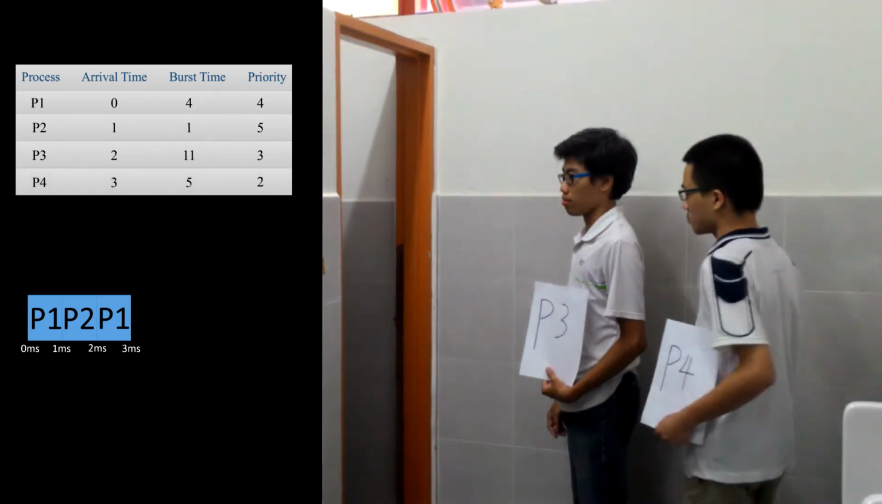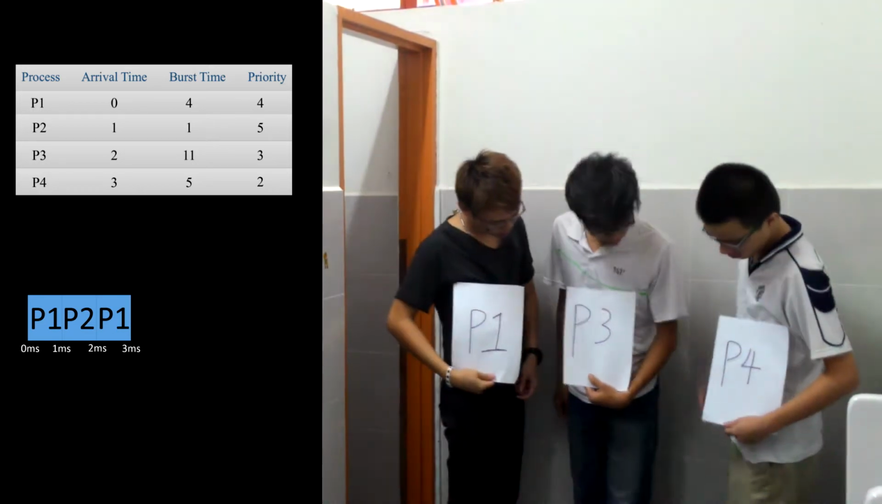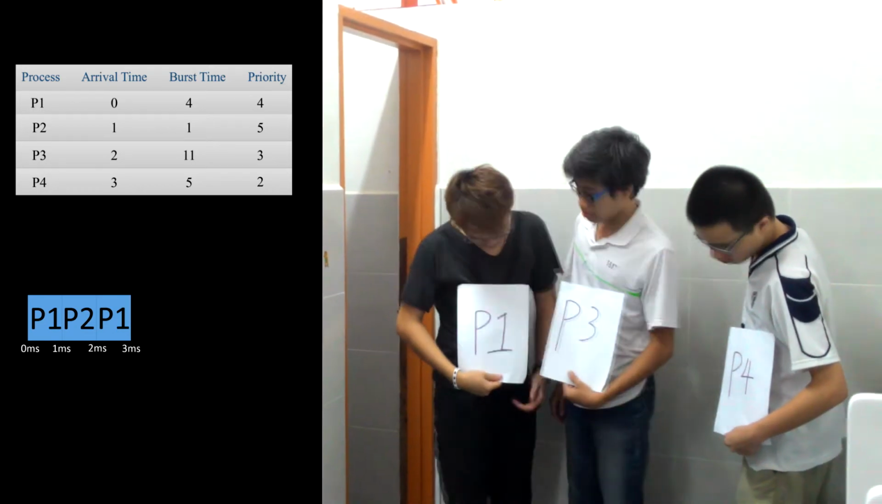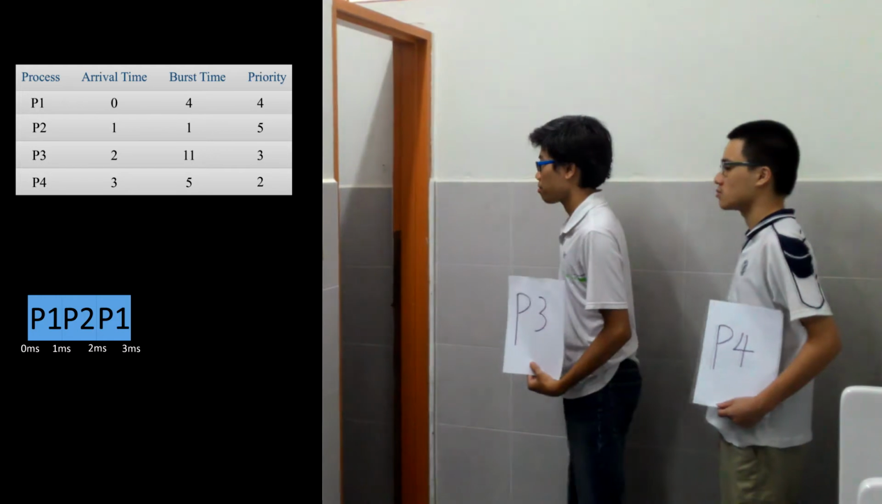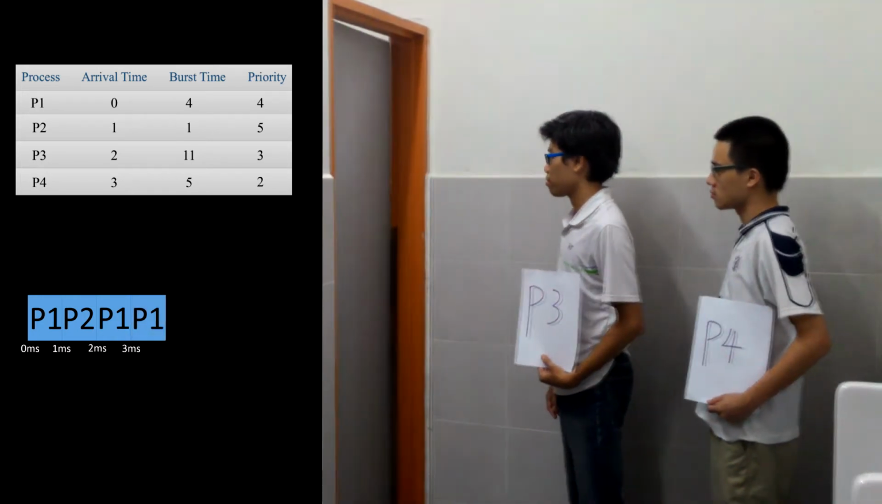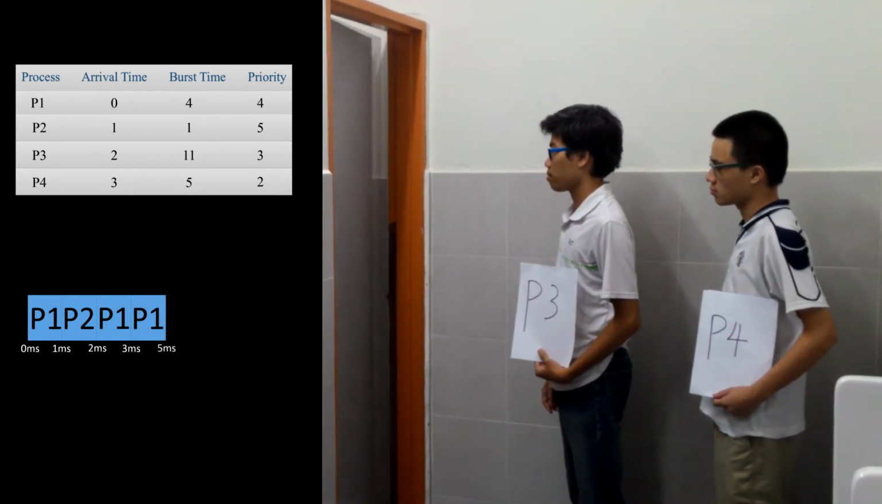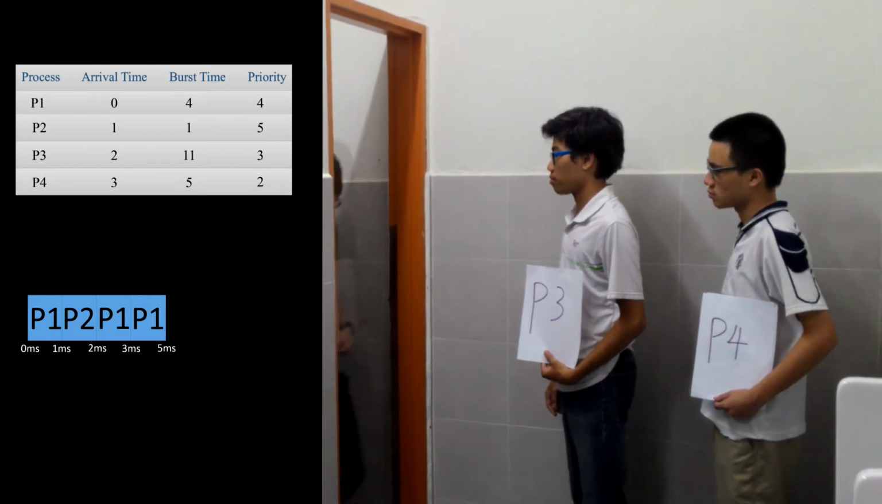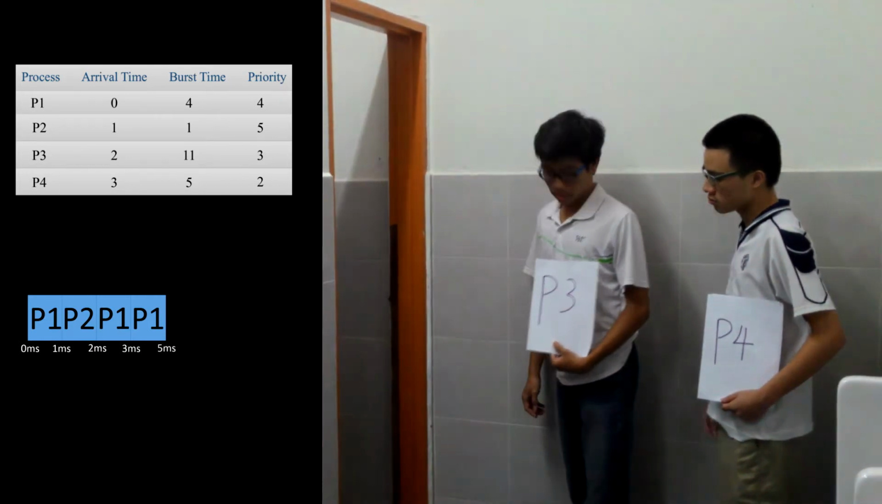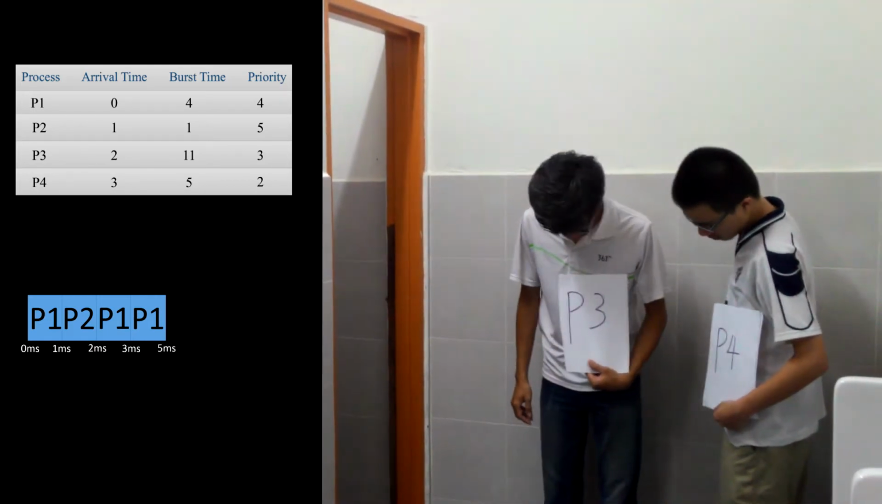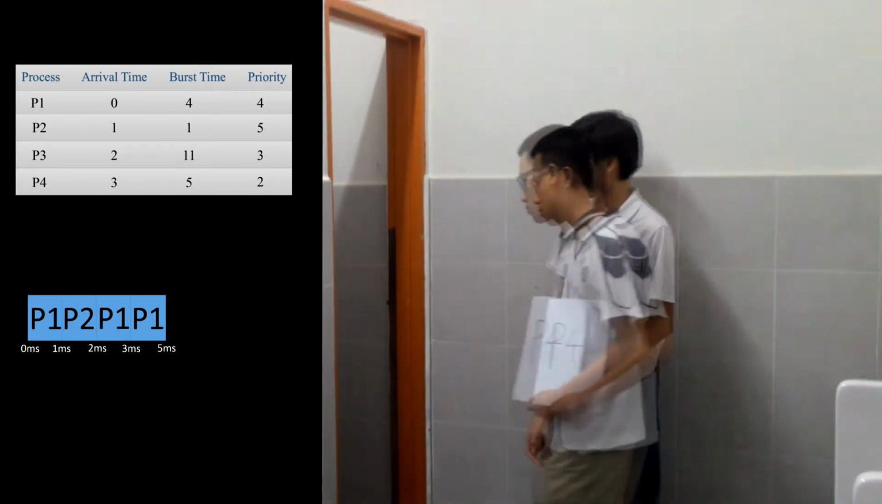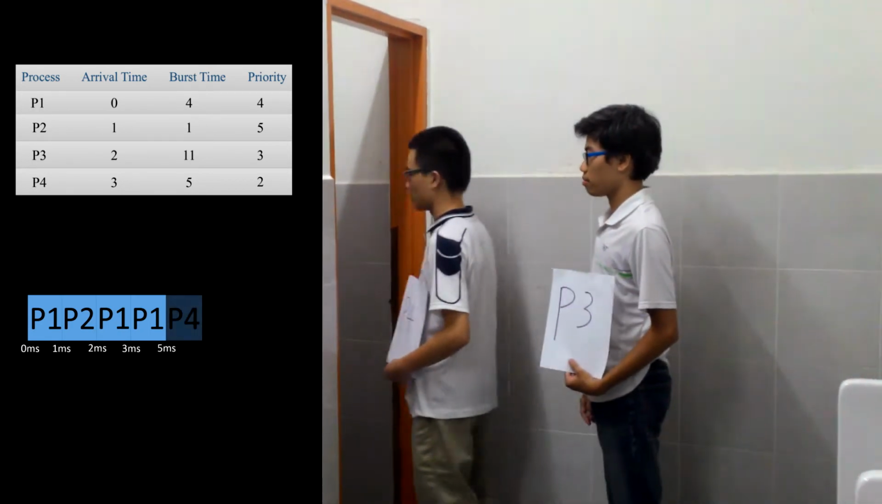P1 comes out again, checking burst time with P3 and P4. P1 still has the shorter burst time, so P1 enters first. P1 finishes at 5 milliseconds. P4 checks burst time with P3, then P4 has the shorter burst time, so P4 enters first.